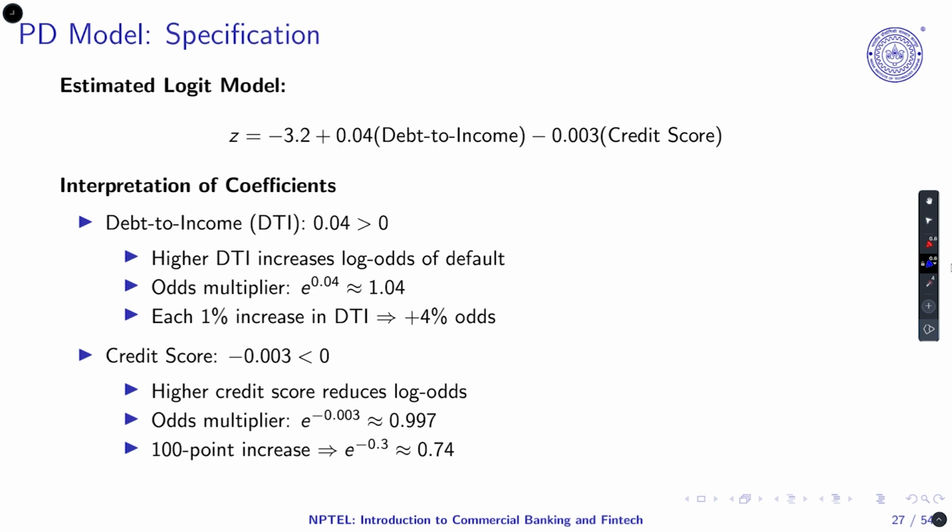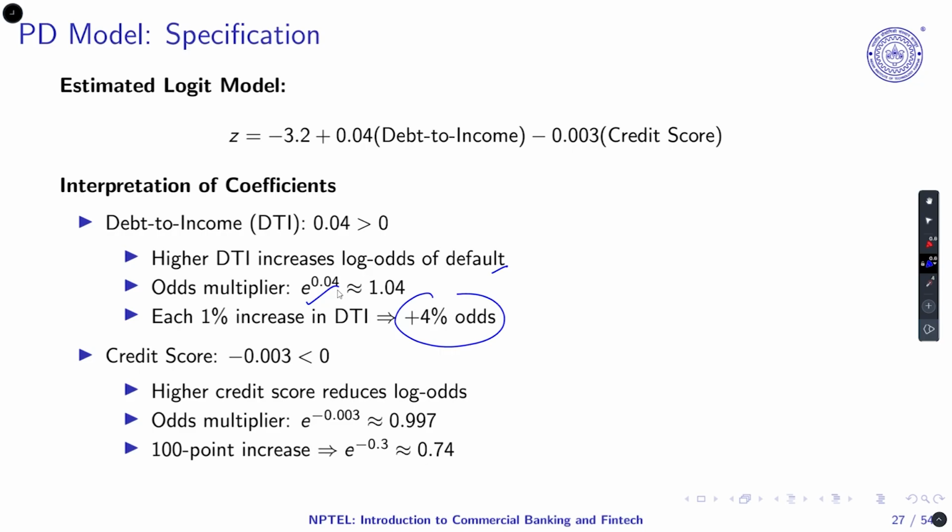We are seeing that credit score is having a negative impact. So here we can see that debt to income has a coefficient of 0.04, which is greater than 0, which means that an increase in debt to income increases the log odds of default, because this is what we have: log of PD upon 1 minus PD. And if you want to calculate how much it is increasing, it is increasing by 4%. This is what we explain.